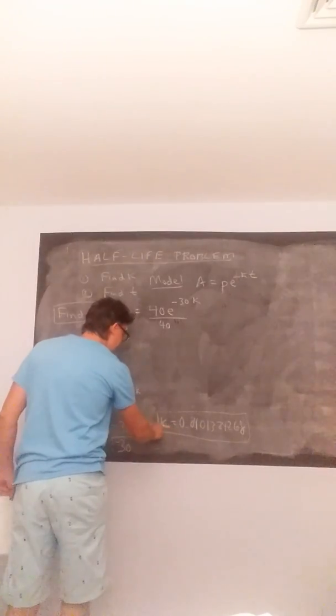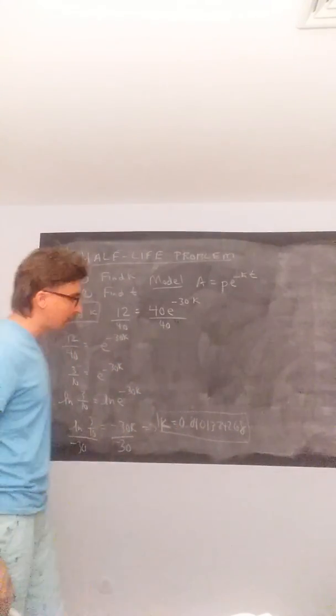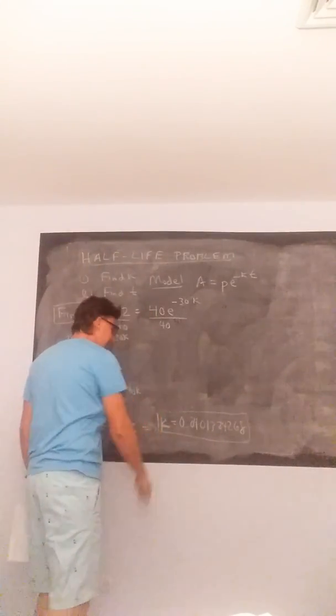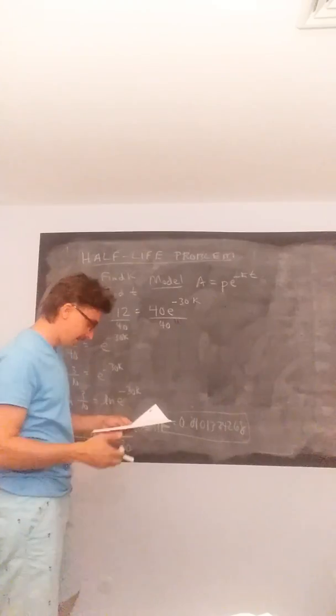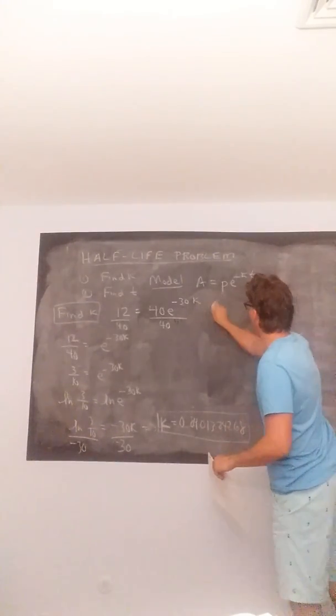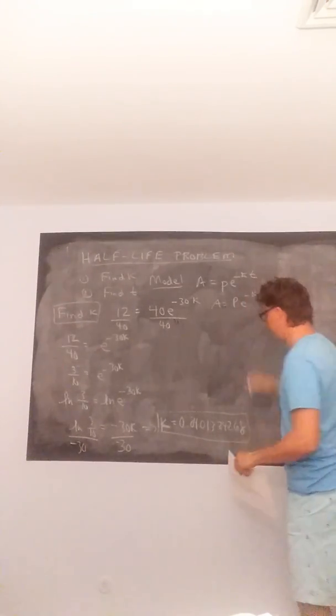K is the value 0.04013242268. And it's pivotal because we need this to go forward. So that's your k value. So now what we're going to do is go back to the model and use this k value that we found here. So we go back to this initial formula, A equals P times e to the minus kt.